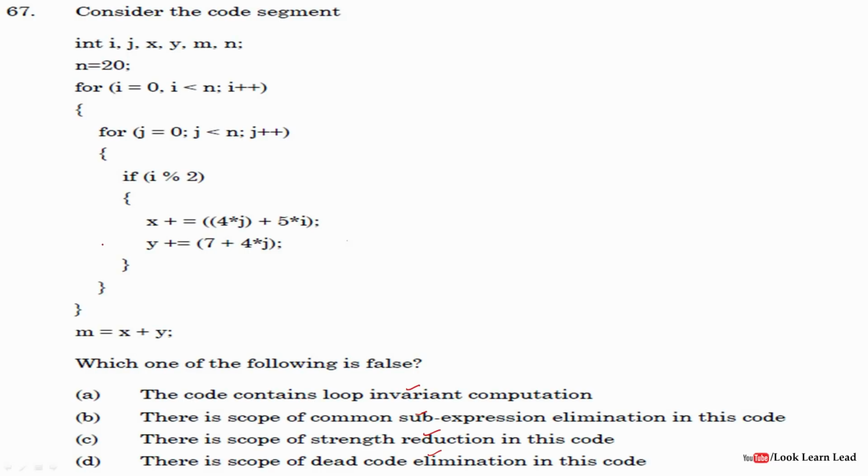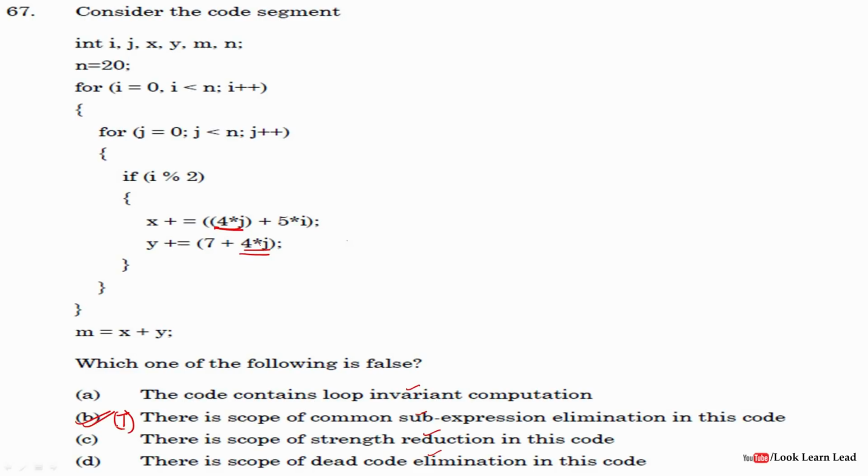That is this inner loop, and in this condition we have 4 * j over here and 4 * j over here. So the same expression appears both times. This is called common subexpression elimination. The same expression is used both times, and the value of this expression is the same within the loop. It won't change within the scope. So common subexpression elimination is true.